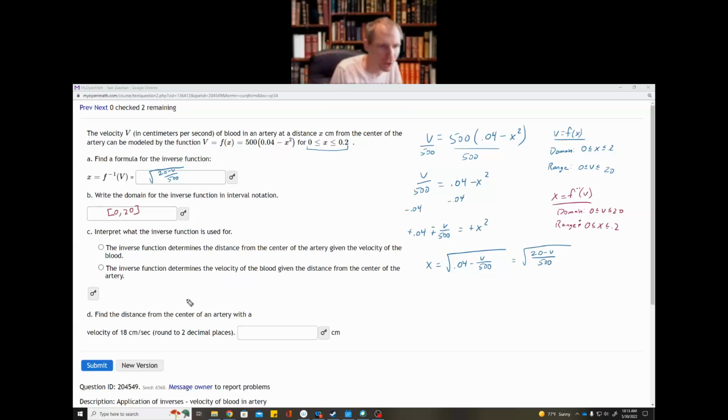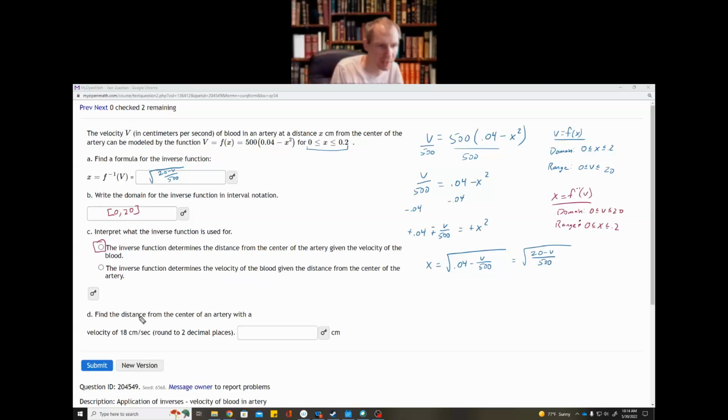Interpret what the inverse function is used for. So for my original function, you're inputting x. So you input the distance from the center and it outputs velocity. So the original function is used to find the velocity of the blood, right? If I know how far it is from the center. The inverse function says this will tell you how far from the center it is or where the blood is if I input velocity. Okay, so it tells me the distance from the center of the artery if I know what the velocity of the blood is.